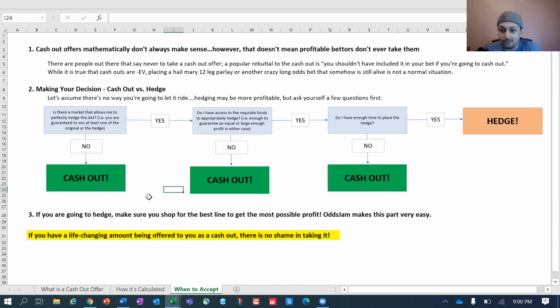If you're talking about the Monday night game or the Thursday night game or something unrelated that doesn't happen for a little bit of time, maybe a different story. But if it's the time sensitive thing, don't stress yourself out. You can just take the cash out and go home happy, right?